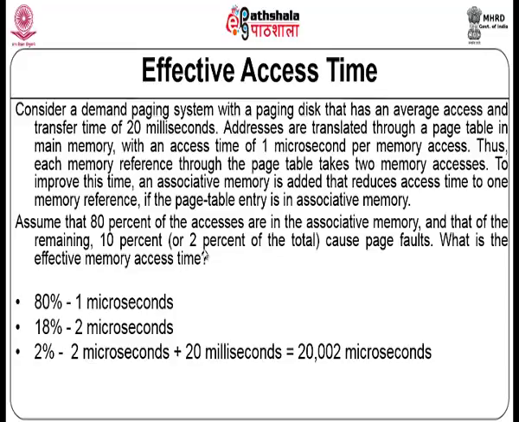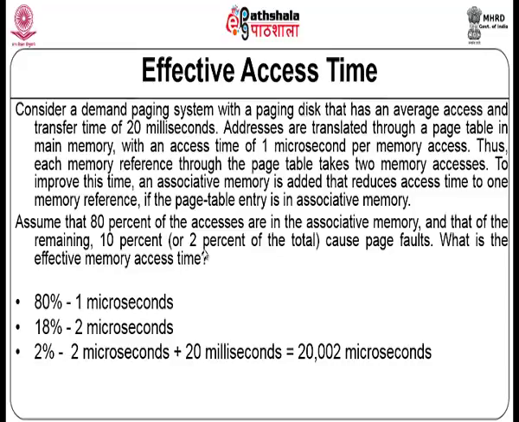So, 80% of the accesses are in the associative memory, and of the remaining 20%, 10% causes page faults. So, 10% of 20% is 2%. So, 2% of the total causes page faults. Now, we need to calculate the effective memory access time.